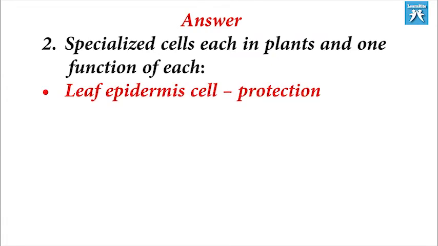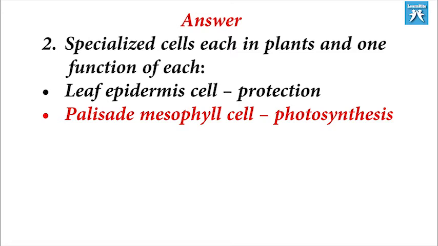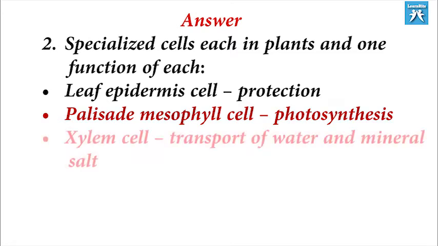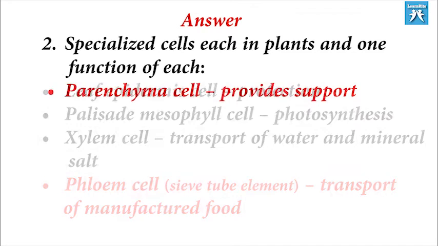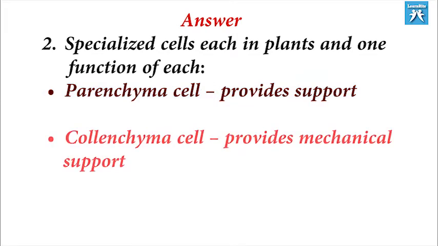Leaf epidermal cell, protection. Palisade mesophyll cell, photosynthesis. Xylem cell, or vessel element, transport of water and mineral salts. Phloem cell, or sieve tube element, function, transport of manufactured food from photosynthesis. Parenchymal cell provides support. Collenchymal cell, mechanical support, mechanical strengthening.